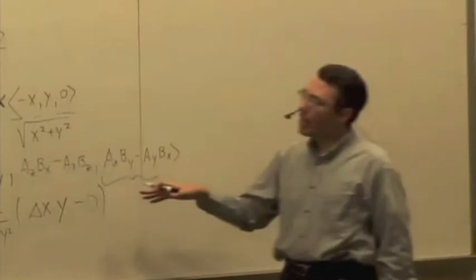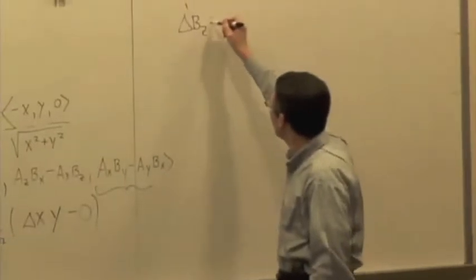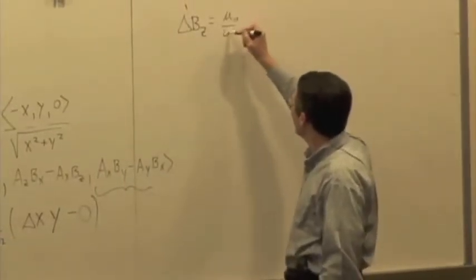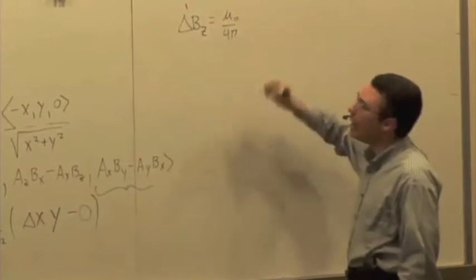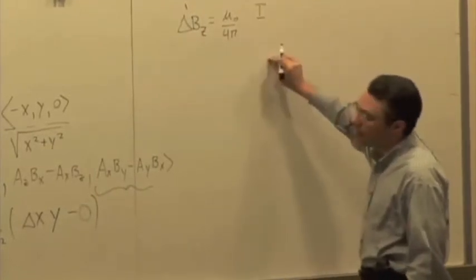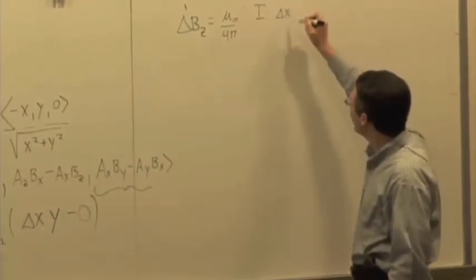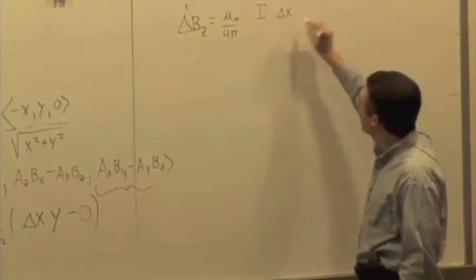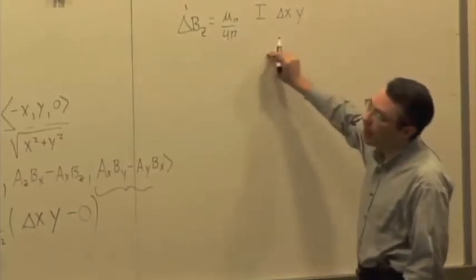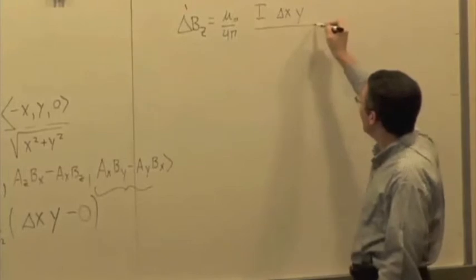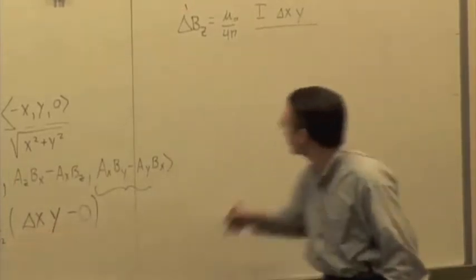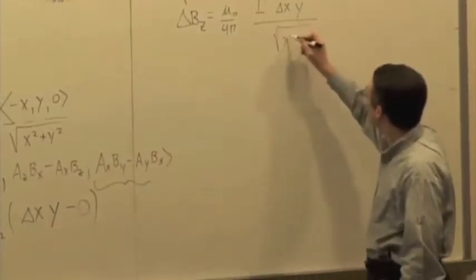So when I plug that back into here, and again, I'm just looking at the z component of delta B, I get mu naught over 4 pi, I have capital I, I have delta x, I have y, and I'm dividing that by, oh, well, first of all, I also have this thing, square root of x squared plus y squared.